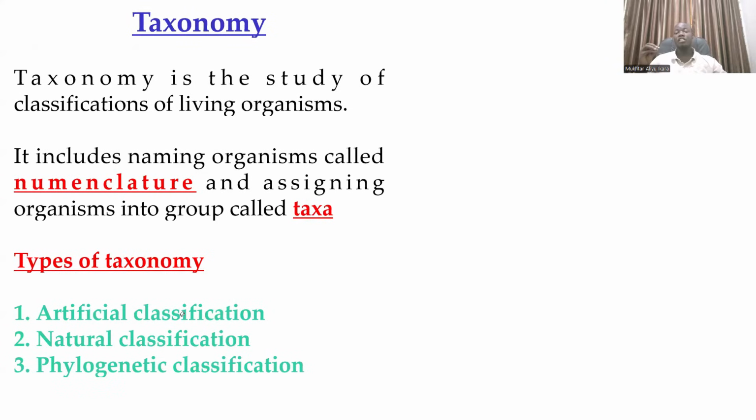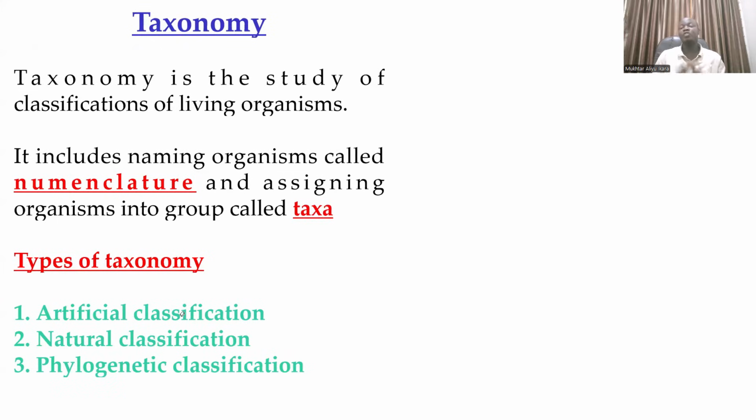Artificial classification is a type of taxonomy in which organisms are assigned into groups based on their morphological features. Scientists classify organisms based on their morphological features, that is, how they look, maybe in terms of color, the way they move, the types of food they eat, or their habitat. That is what you can see from that organism and what that organism can do. That is what you call artificial classification.